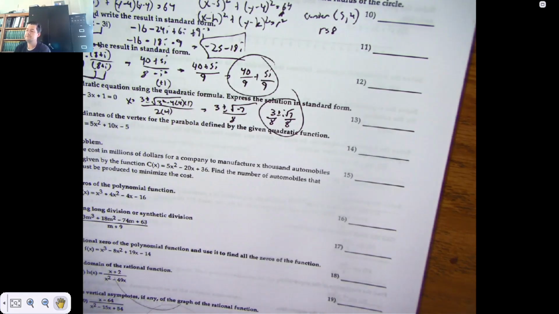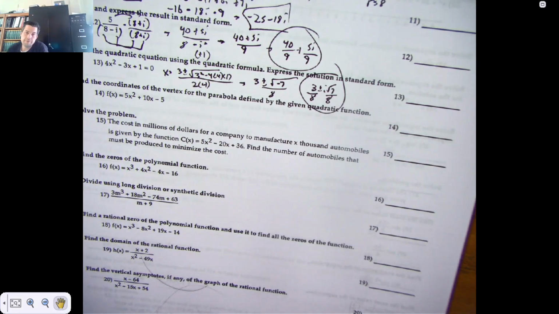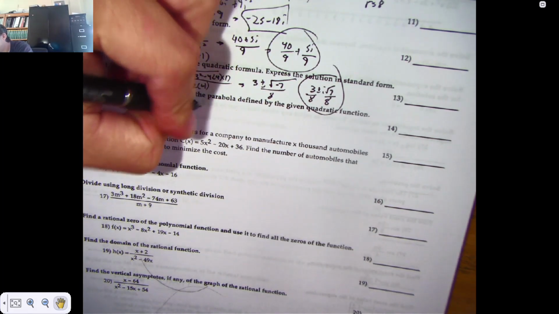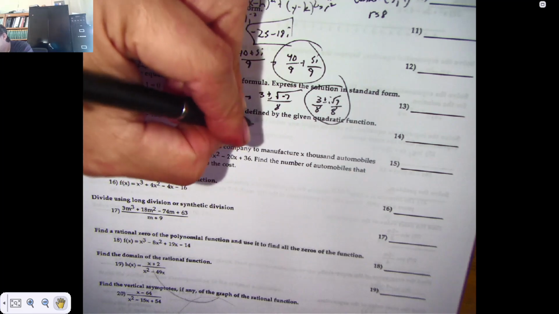How long that takes. Find the coordinates of the vertex for the parabola defined by the given quadratic equation. So, wow, this is something you hadn't done in a minute. Literally, the x coordinate of the vertex is opposite b over 2a. That's all it is. This would be -10 over twice 5, which is -1.